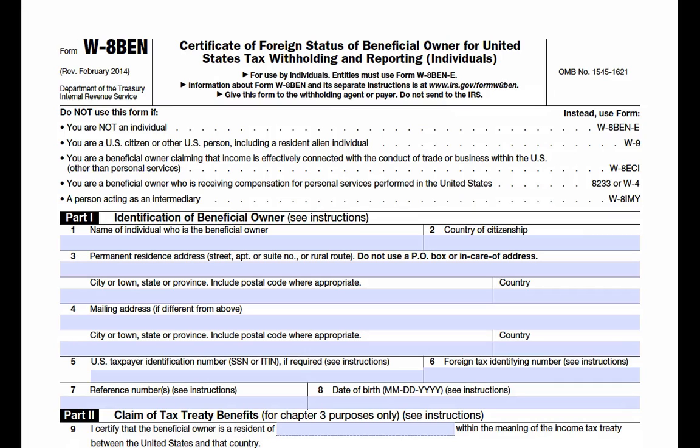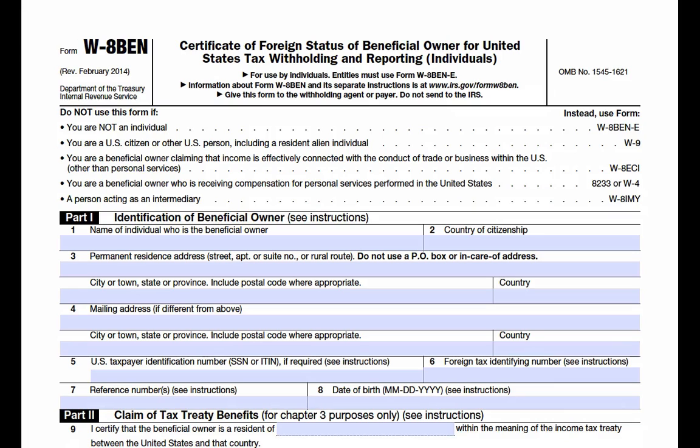Payments to U.S. persons can be subject to a 28% backup withholding if they don't provide their U.S. taxpayer identification numbers. So it is important to understand that payments to U.S. persons and payments to non-U.S. persons can both be subject to potential withholding tax. So how do you determine if an individual is a foreign person?